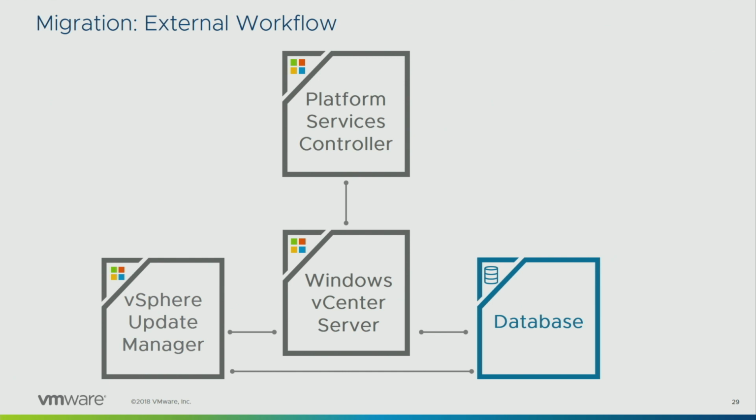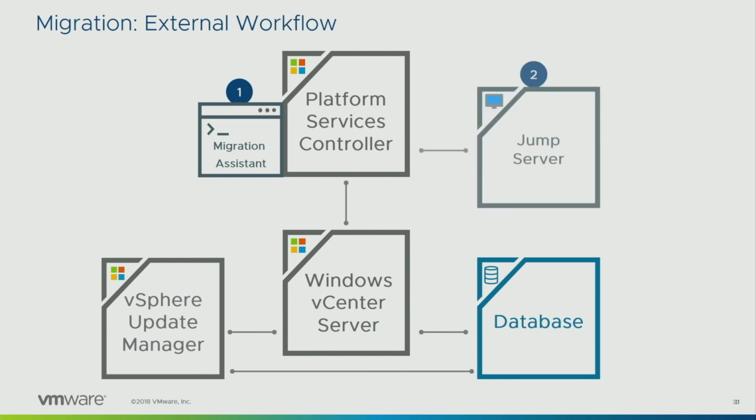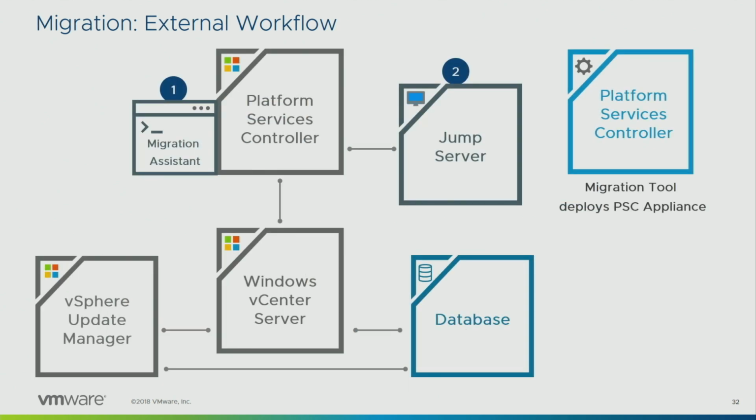All right, so now that was kind of the simple workflow. Let's go through the external workflow where we actually have platform services controllers involved. First thing we're going to do again is run the migration assistant on the platform services controller. Now that it's run, we're going to run the migration tool on our jump box. It's going to go out and deploy a platform services controller for us.